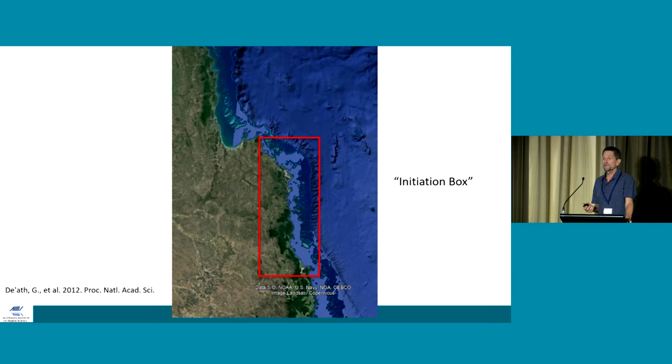For example, we have described the initiation box, as Dave has mentioned before, but we don't actually know where exactly inside that initiation box those outbreaks happen, which is quite important to understand different hypotheses of outbreaks, for example. And we also don't know if the initiation box is actually a little bit further north.